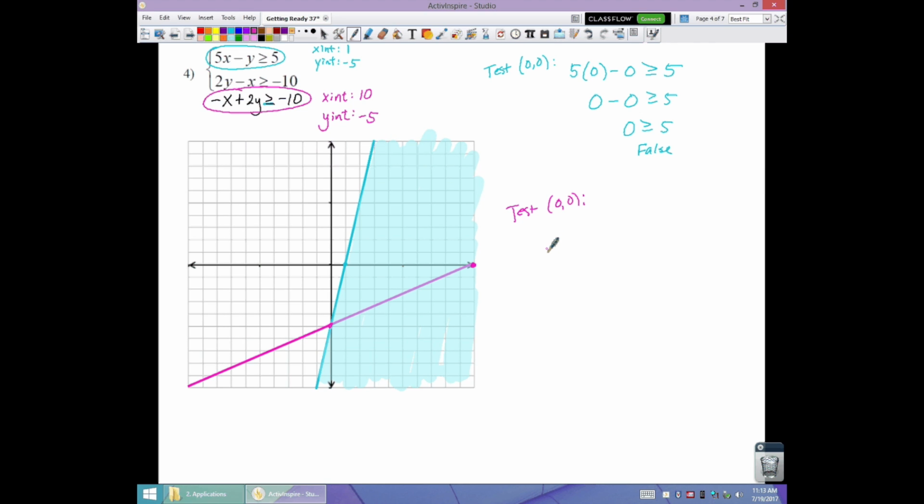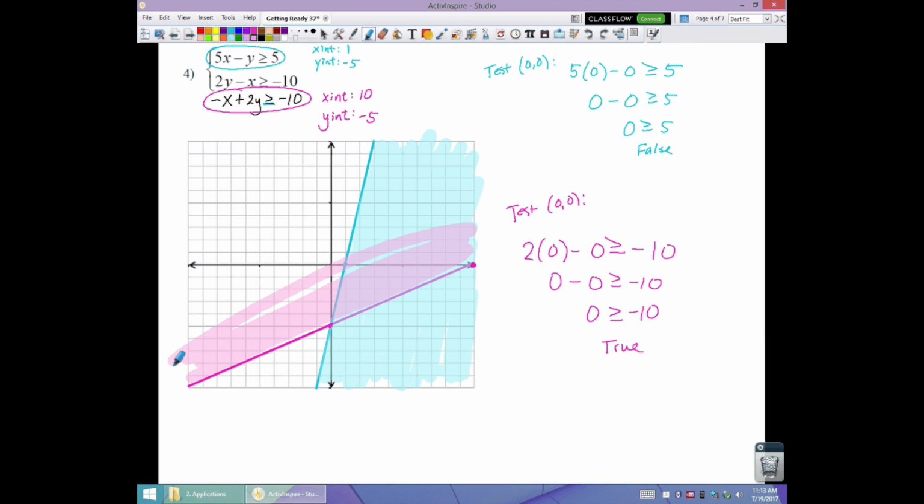So I'm going to put it into the original inequality. I could have also used the one that I circled up there in pink. 2 times 0 minus 0 is greater than or equal to -10. 0 minus 0, which is 0, greater than or equal to -10 is true. So this time I will shade everything on the side containing the 0, 0, so everything above the pink line.